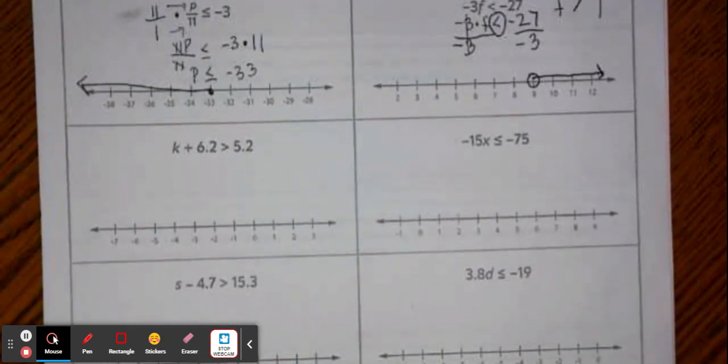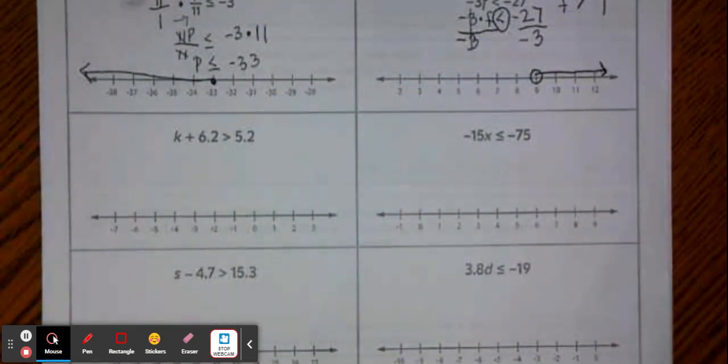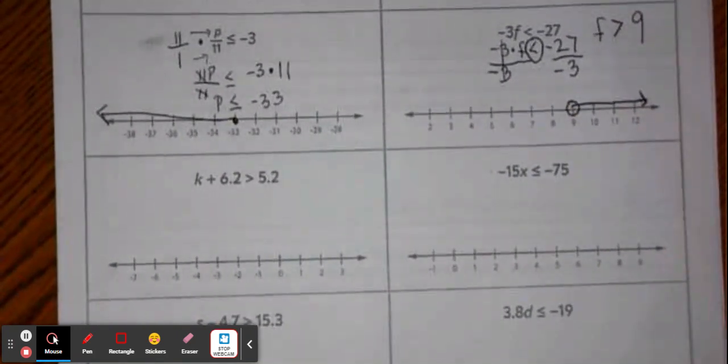Okay, and I hope that you can see it. I'm really concerned about that. I don't like how blurry it is. Maybe it's my screen and it's going to come out okay.